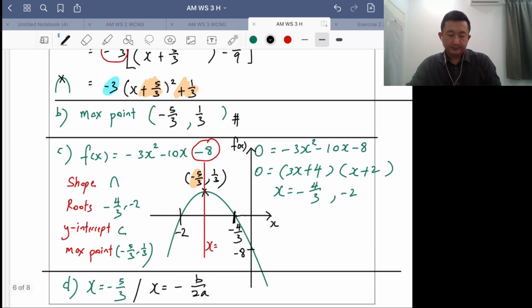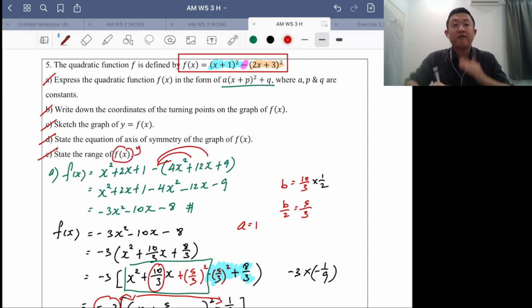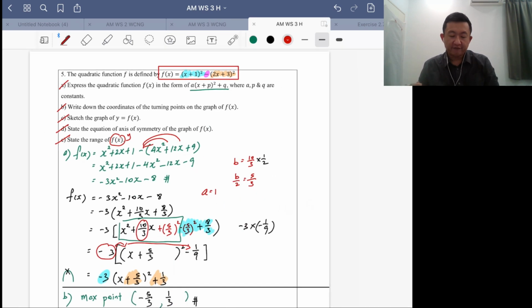Okay. And then the range of f(x), meaning the range of y. So how far is your y? What is the lowest point of your y? Where's the highest point of your y? Okay, f(x) is the same as y.